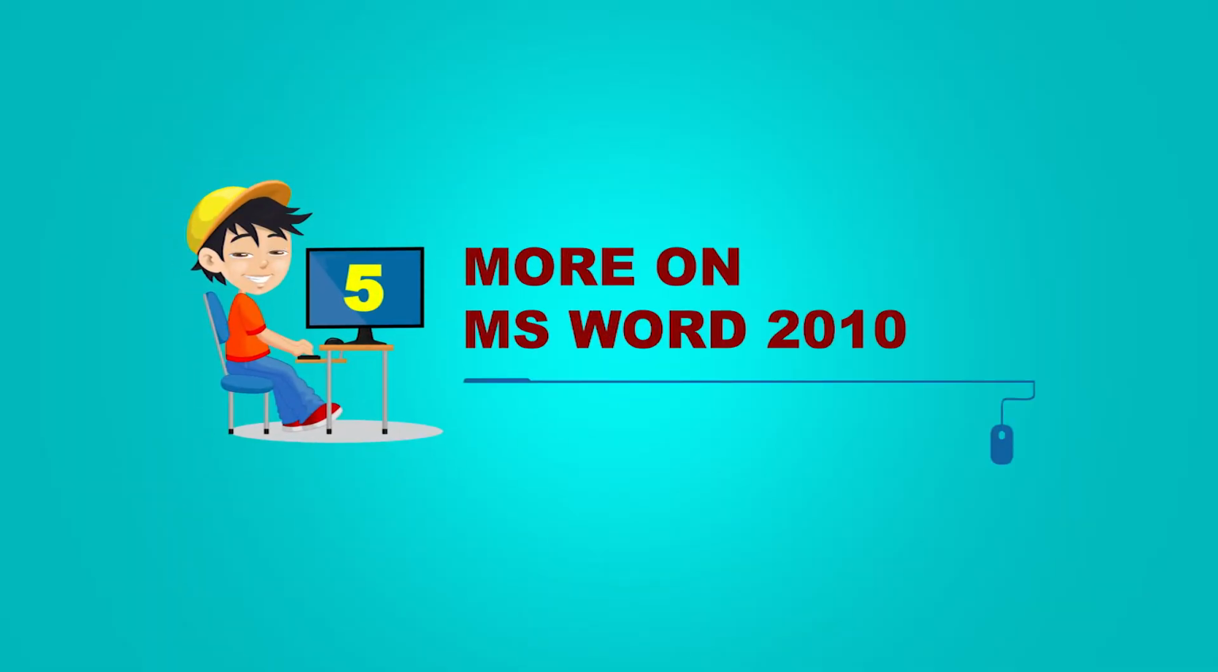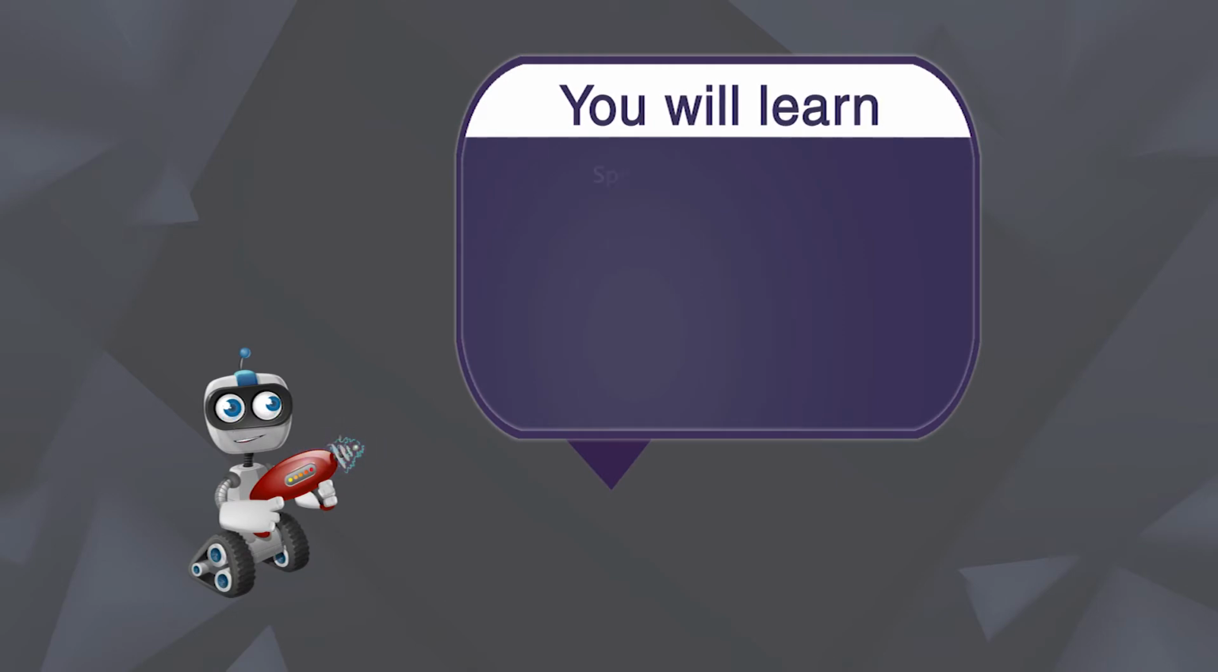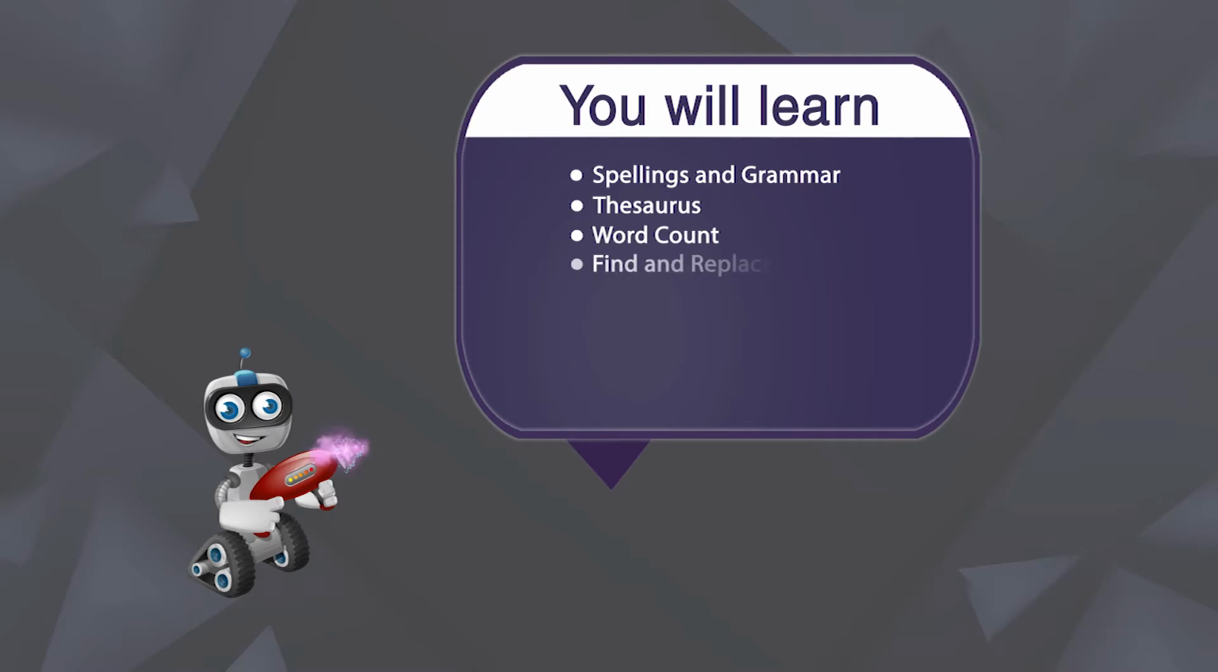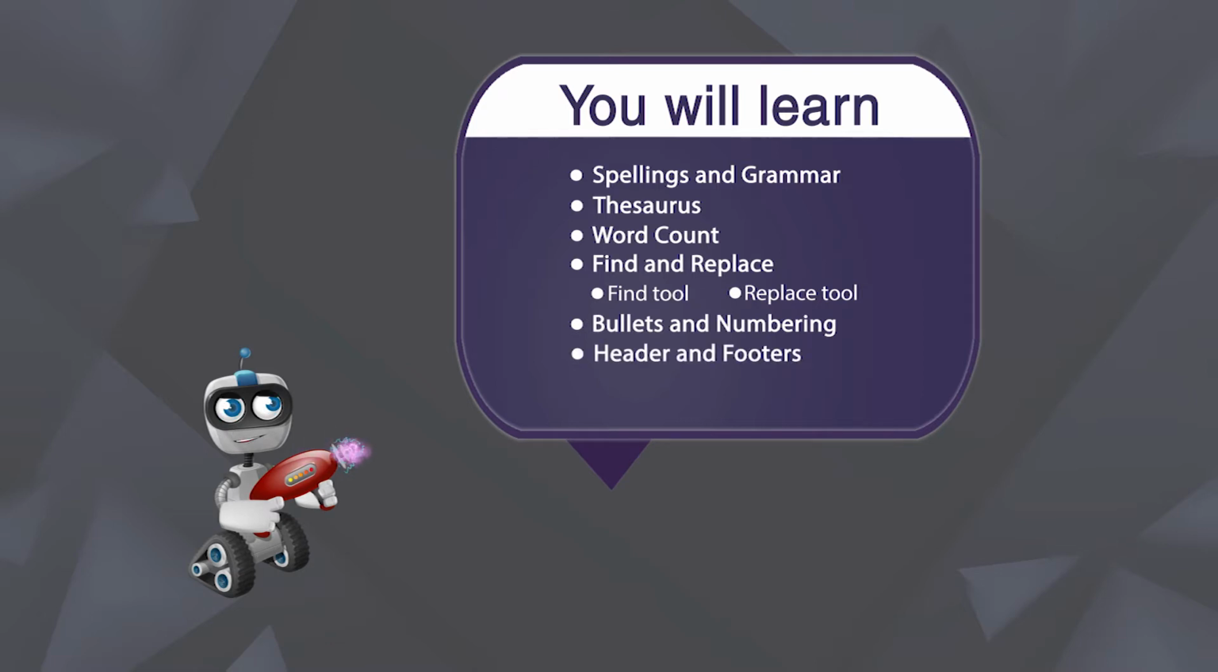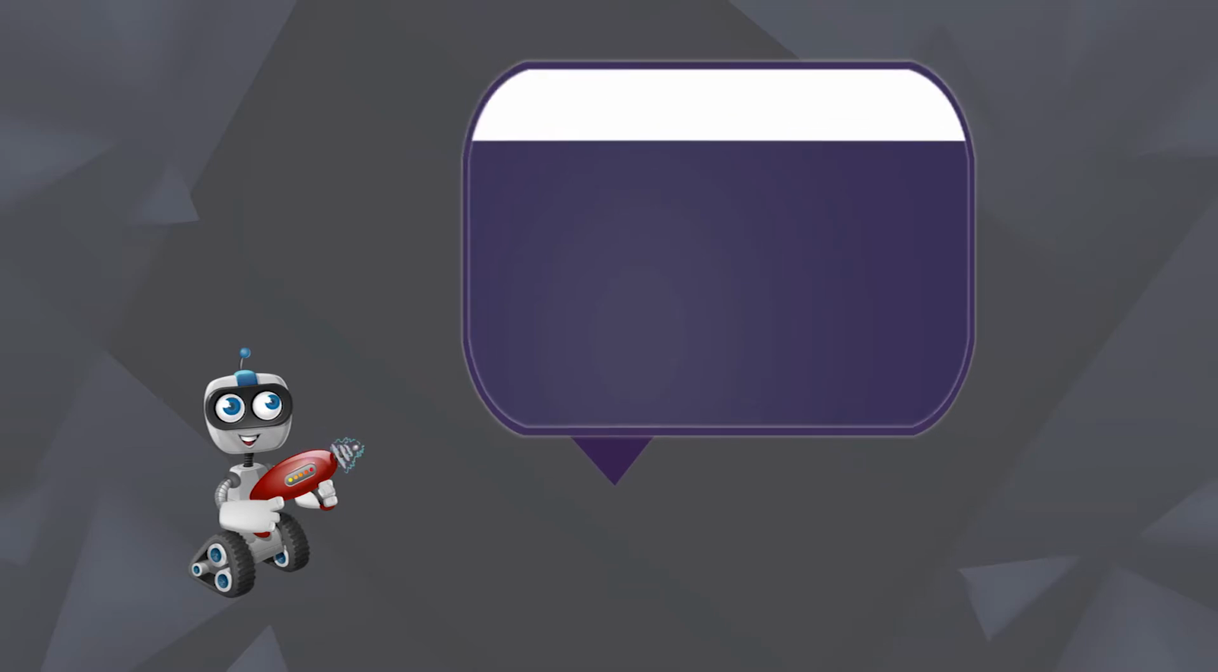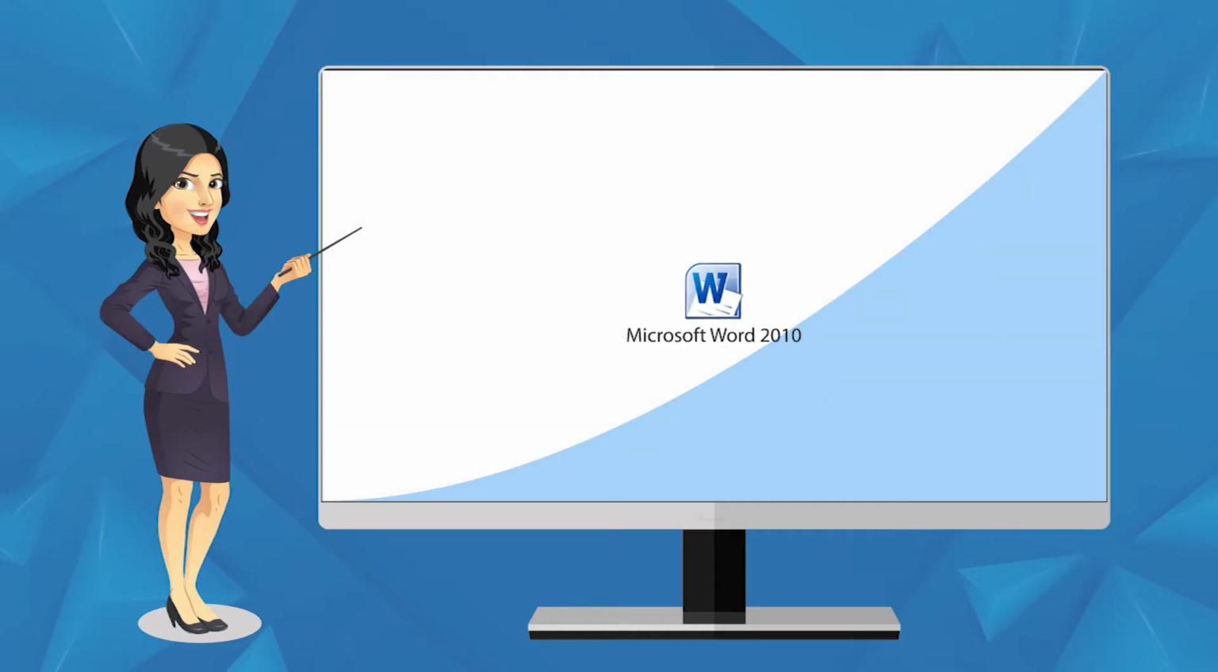Chapter 5. More on MS Word 2010. You will learn spellings and grammar, Thesaurus, word count, find and replace, find tool, replace tool, bullets and numbering, headers and footers, the tab selector. In this chapter, we will learn about some more features of MS Word.